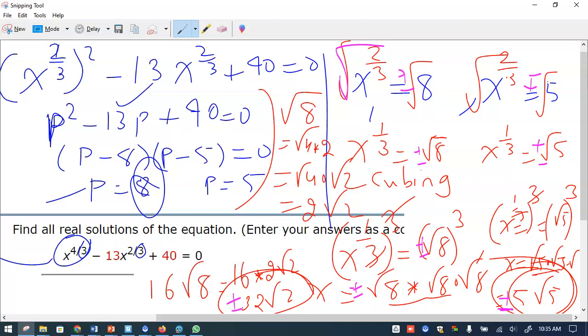Hope this helps. The last two problems, please try on your own. I just thought of sharing this. I hope you will complete this during the break.